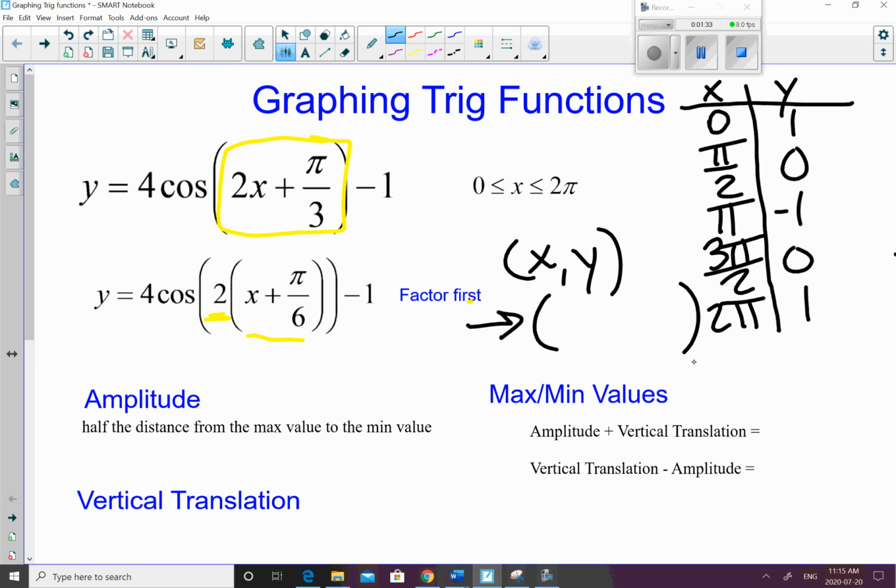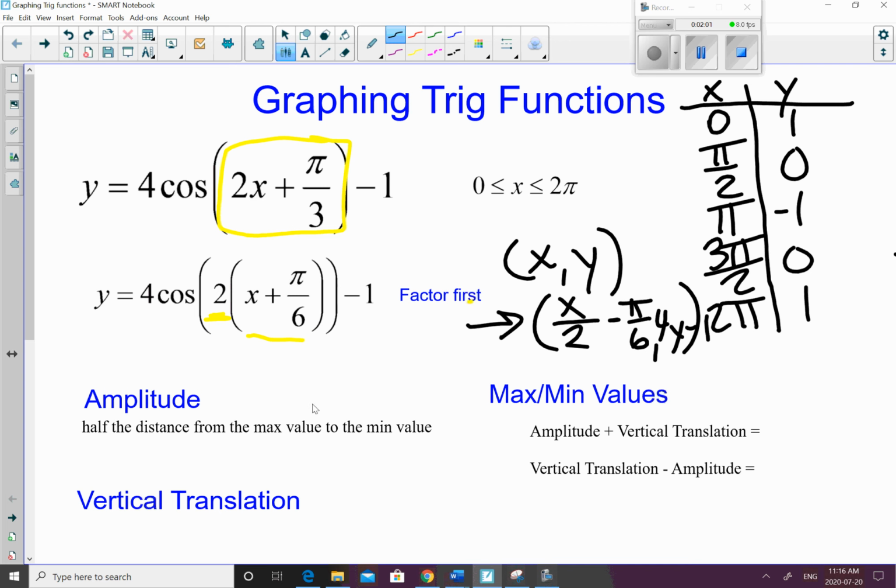Remember that inside the bracket, if there's a 2, it's actually a horizontal compression by a factor of 1 over 2, so x divided by 2, or you can think of that as 1/2 of x. And then we're shifting it, phase shift, pi by 6 to the left. And our y coordinate, we're doing 4y minus 1.